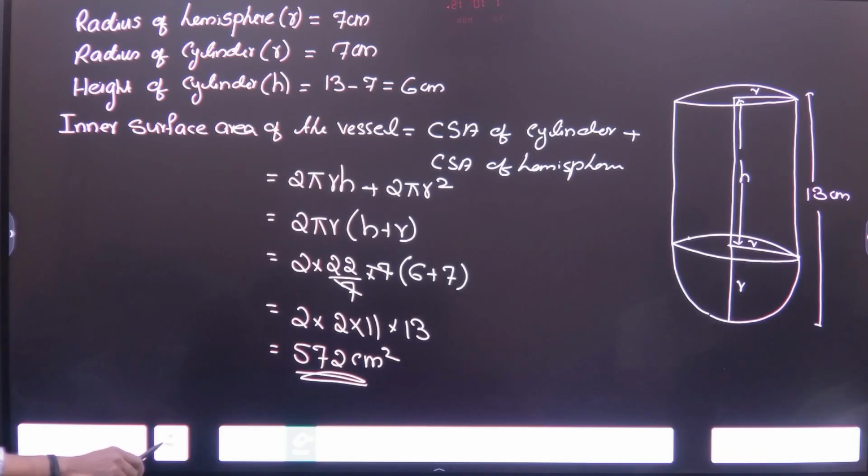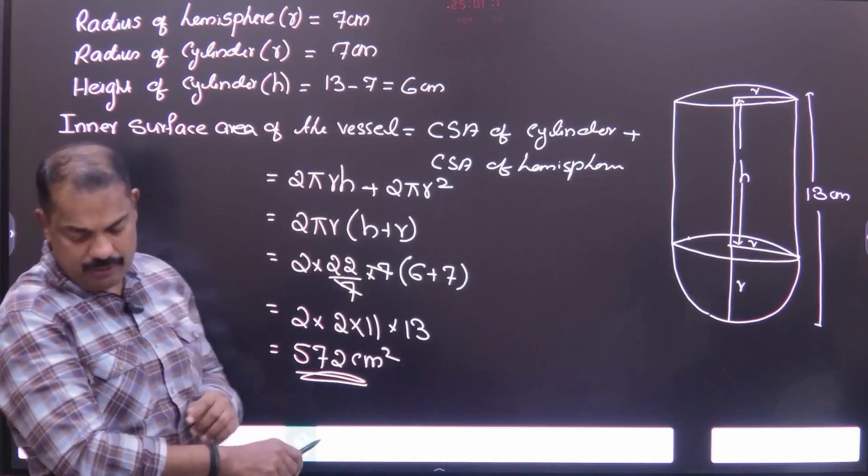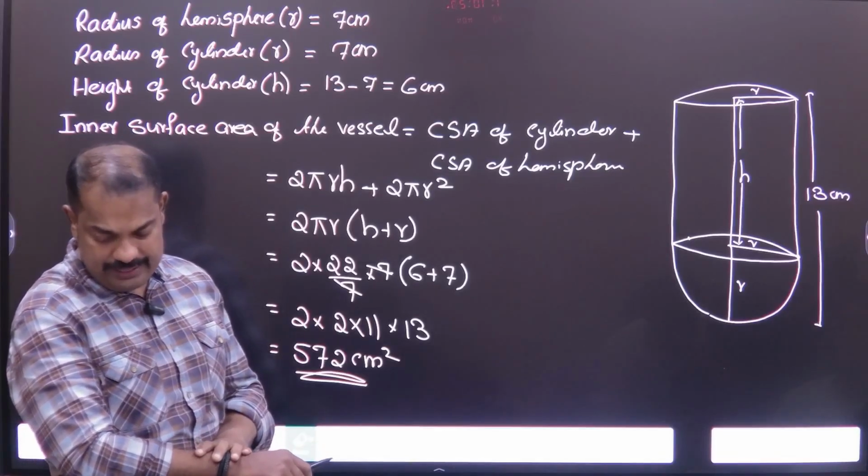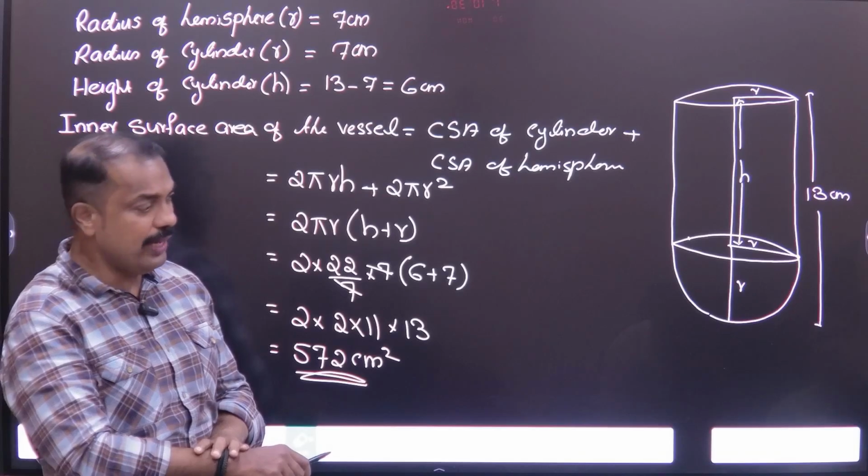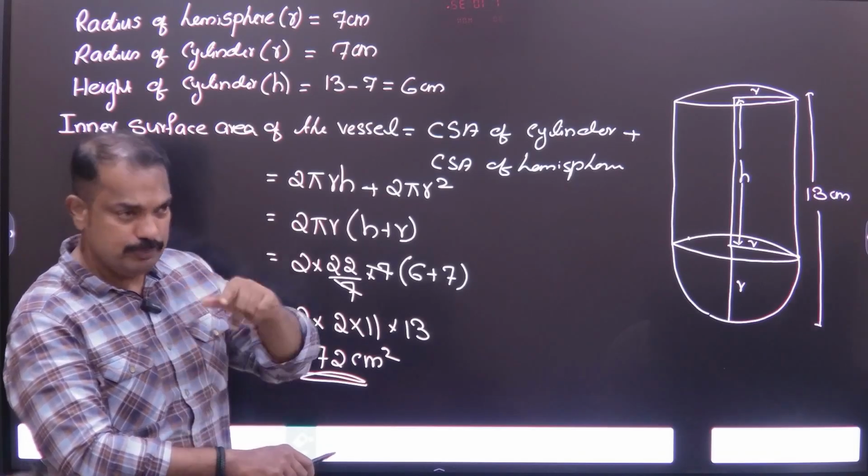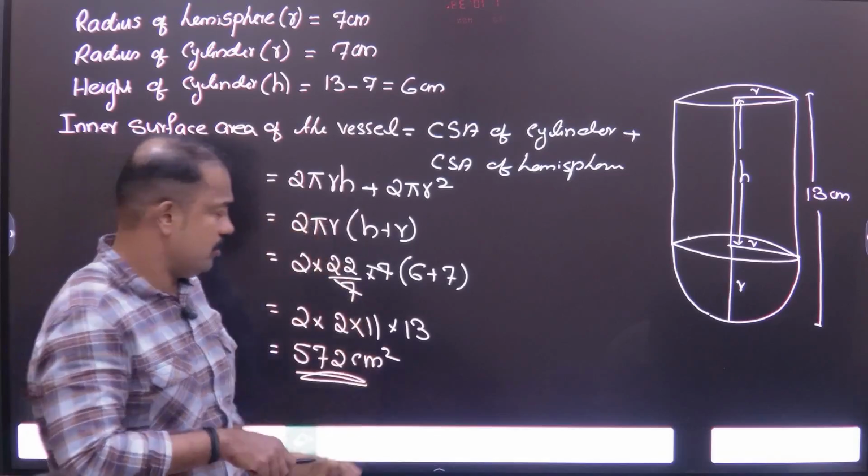Third question. A toy is in the form of a cone of radius 3.5 centimeter mounted on a hemisphere. So the hemisphere, on top of it is what? Cone. So draw the figure.